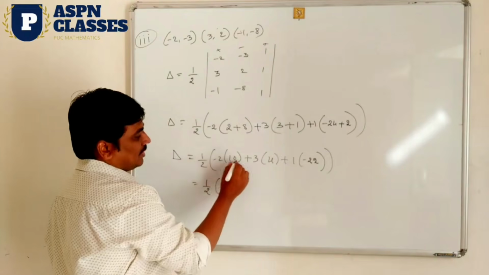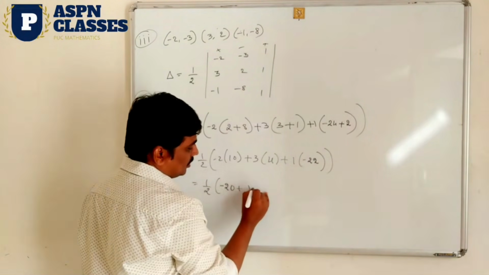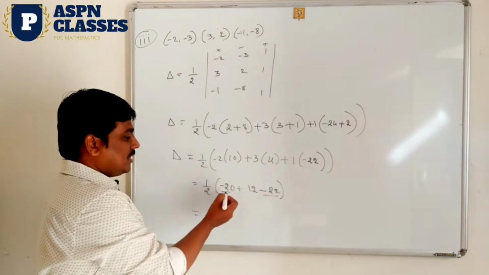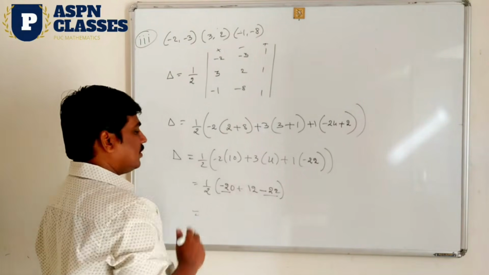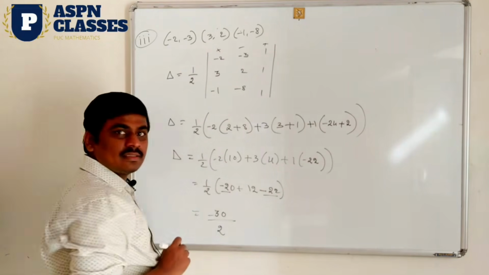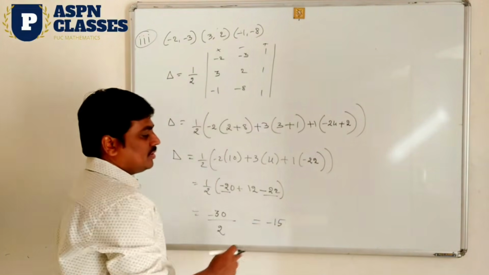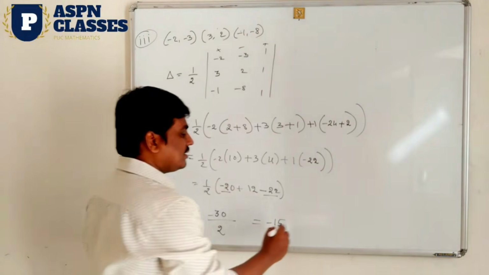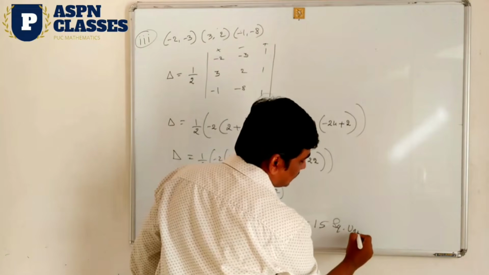1 by 2. So minus 2 into 10 means minus 20. And next plus 3 into 4 is 12 and this is minus 22. And finally observe here, minus 20 and minus 22 is minus 42. Minus 42 plus 12 means minus 30 is the answer. Okay, so minus 30, you simplify and you get the answer minus 15. So minus 15, you are finding area, so you don't take negative values. So the answer finally you have to write here, the positive result, 15 square units.